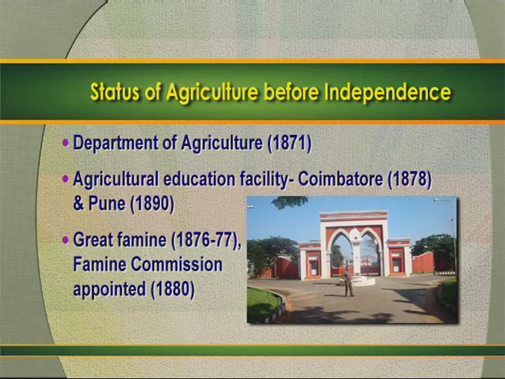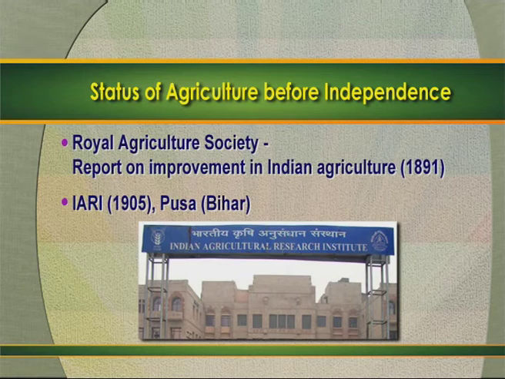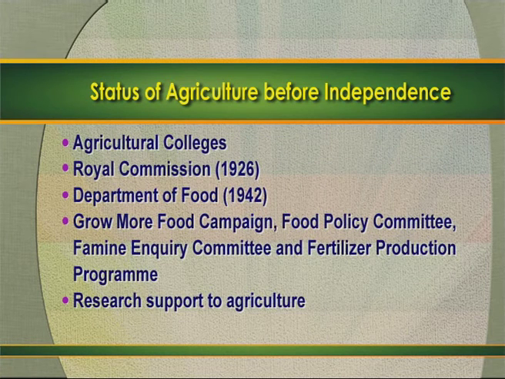Then after the great famine of 1876-77, a famine commission was constituted in 1880. Dr. J. A. Voelcker, consultant chemist of the Royal Agriculture Society, submitted a report on improvement of Indian agriculture in 1891. Then the Imperial Agriculture Research Institute was created in 1905 at Pusa, Bihar, which is now the Indian Agriculture Research Institute, located at Delhi. Then a number of agricultural colleges were set up, such as Coimbatore Agriculture College, Pune, Nagpur and Kanpur.